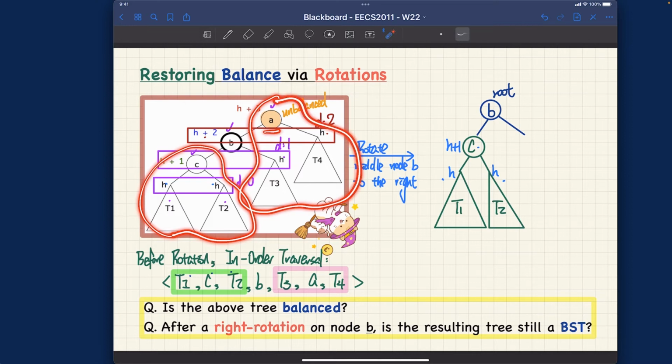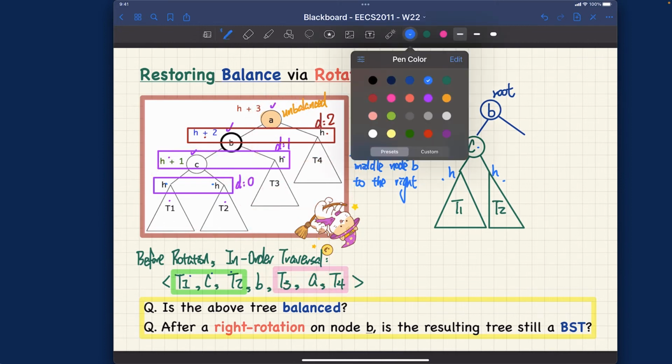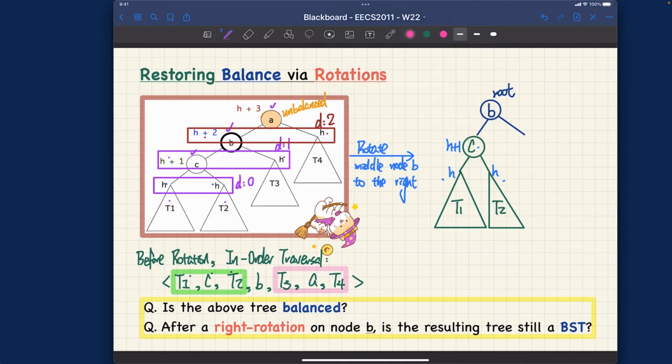That'll be A followed by T3 followed by T4, right? Beg your pardon, it should be T3 followed by A followed by T4. T3 followed by A followed by T4. That should be the in-order. And the way to do that, let's say over here, we're going to have T3, after that followed by A, and followed by T4 over here.